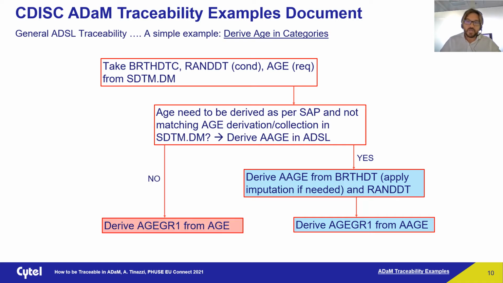If instead we are happy with the way the age has been either collected or derived in SDTM, the variable age in category will make use of the original age variable from SDTM.